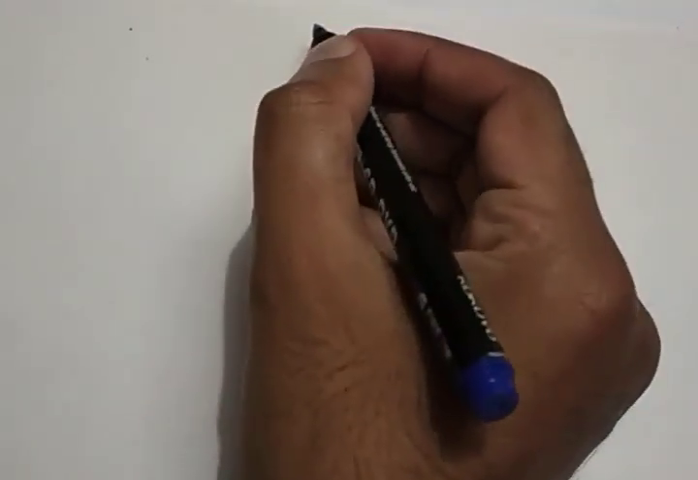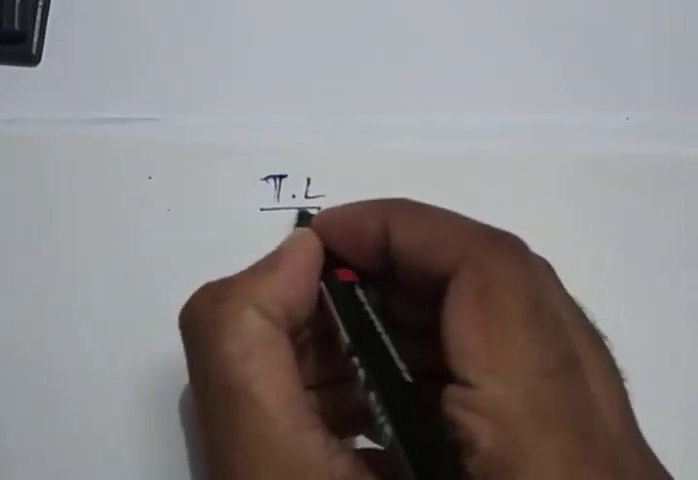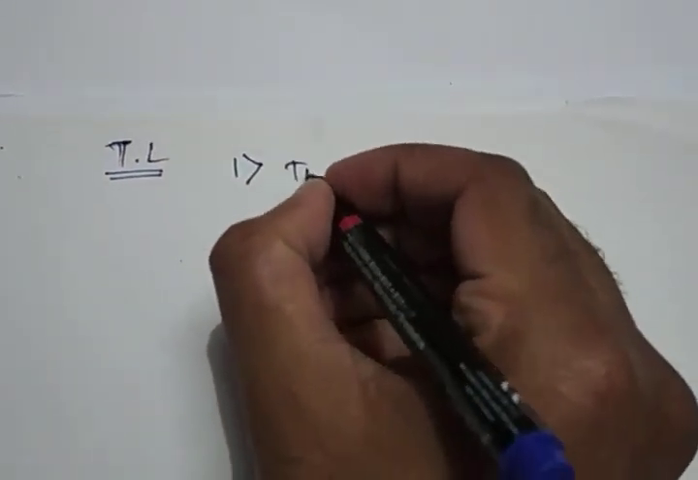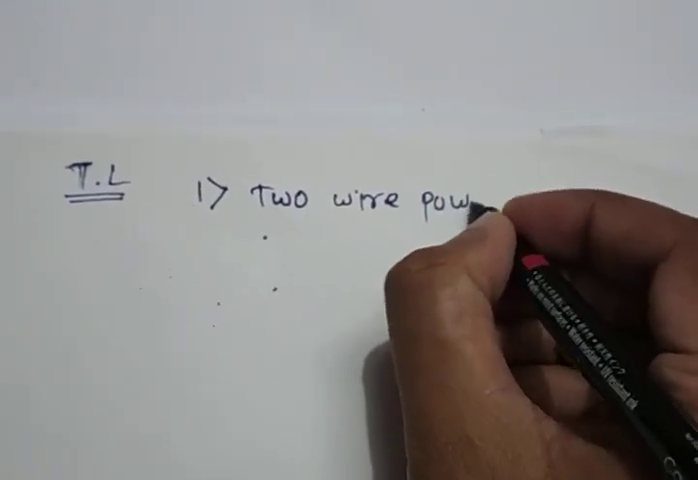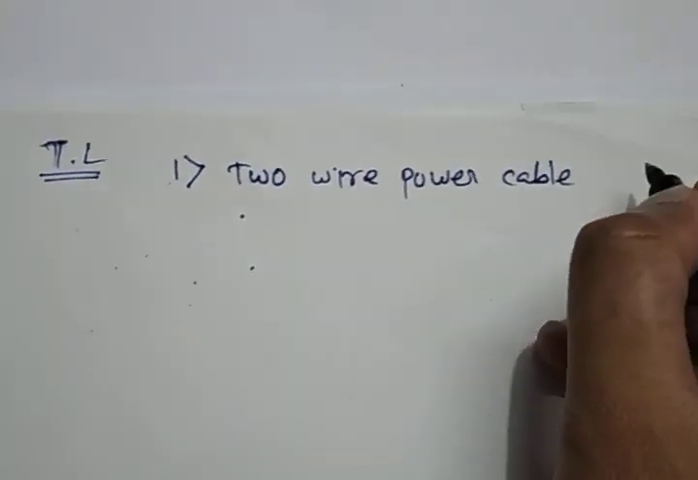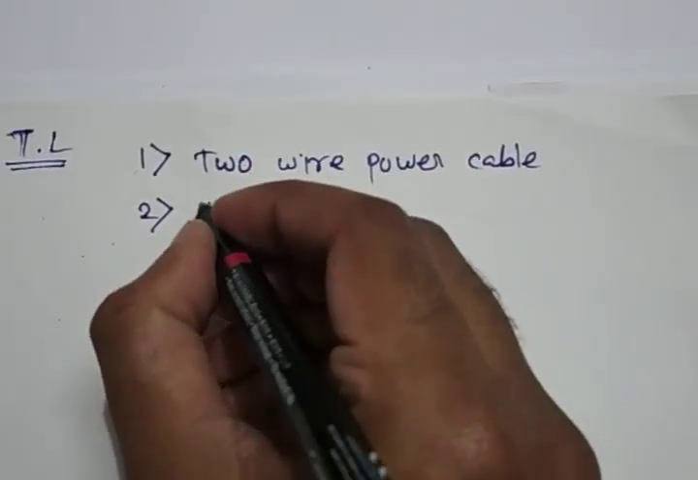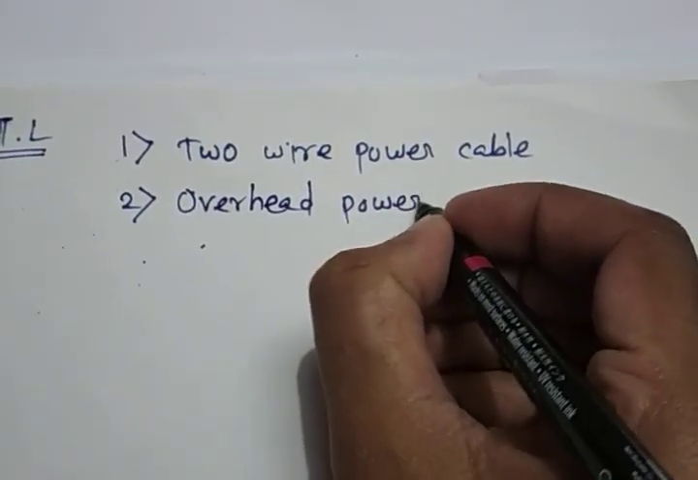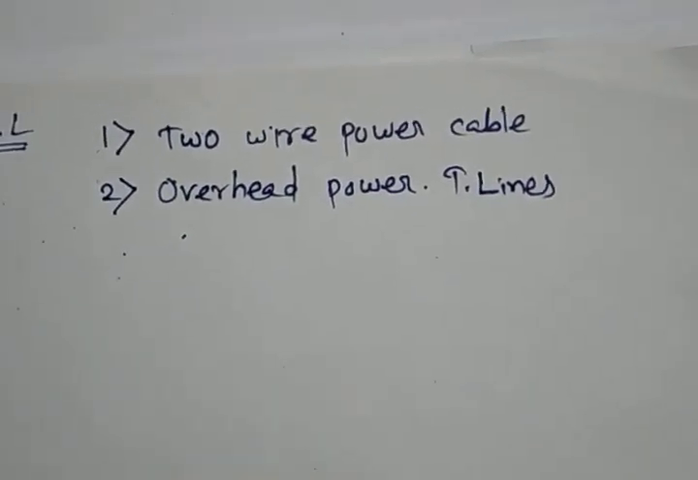So what we are discussing is, say, we may have a transmission line, and there may be various types of transmission lines. So we may have 2 wire power cable lines, or we may have overhead power transmission lines. These we have discussed as the power lines.